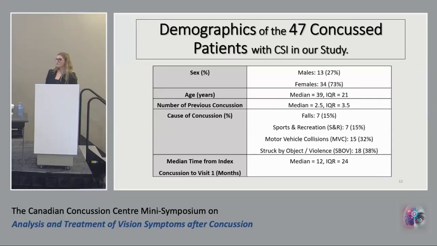But the median age of the included sample size was 39. The median number of previous concussions was 2.5. And if you look at the breakdown of cause of concussion, the most prevalent cause was our struck by object or intimate partner violence group. And the least predominant cause was sports and recreation.